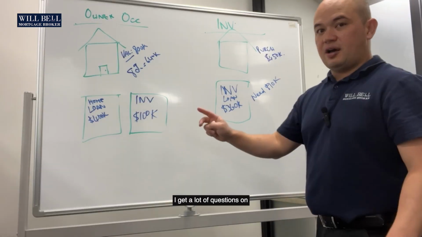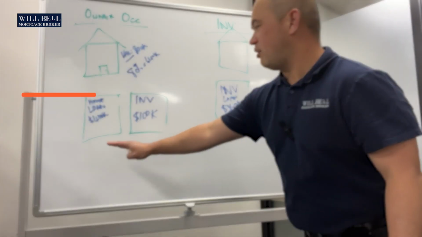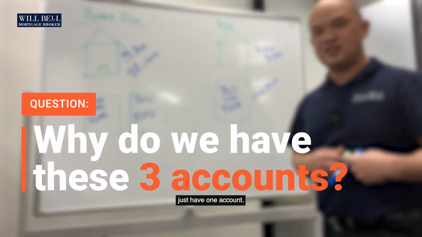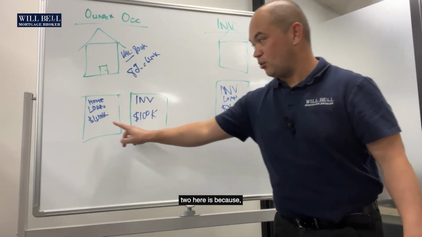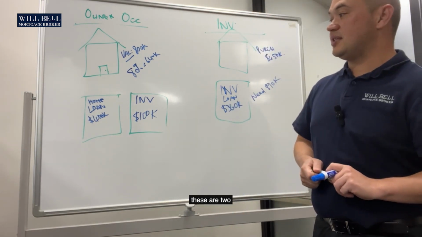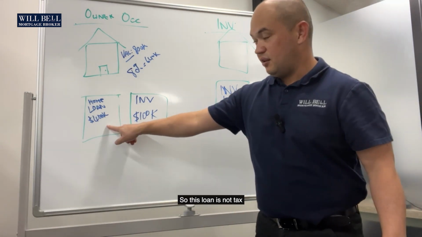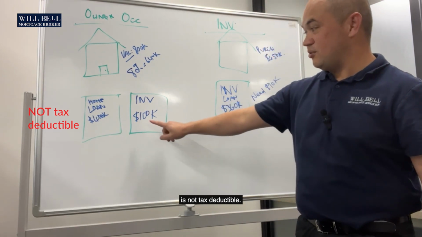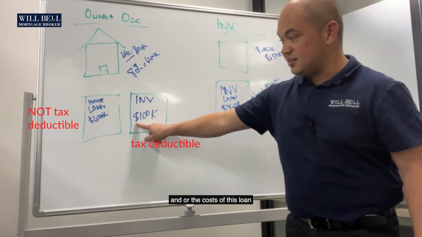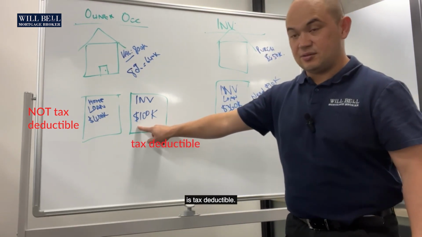That's your basic setup. I get a lot of questions on, Will, why do you have these three accounts? Why can't I just have one account? Well, the reason, we'll go back to the reason you have two here, is because these are two different purposes. So this loan is not tax deductible. The interest on the loan, sorry, is not tax deductible. The interest and all the costs of this loan is tax deductible.